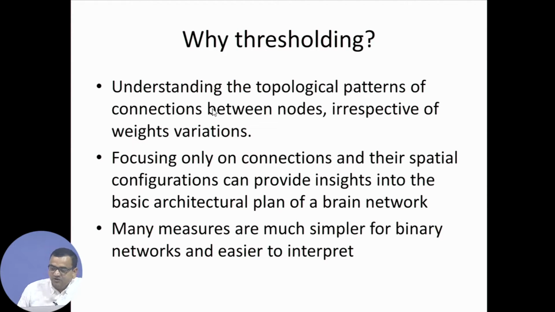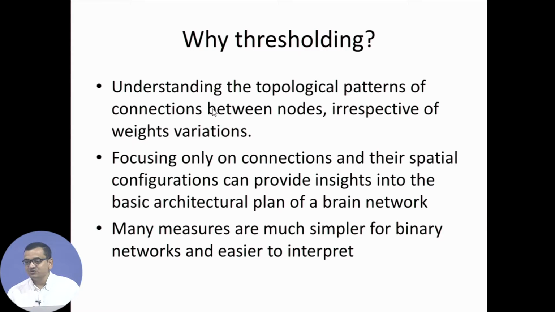And the third point is, importantly, many measures, as I mentioned, based on network theory or graph theoretical measures, are much simpler for a binary network, not just to compute but to understand and interpret. This is because if you have a weighted network, the variations in some topological properties of fully weighted networks are quite difficult to disentangle from the variations in the weights themselves.